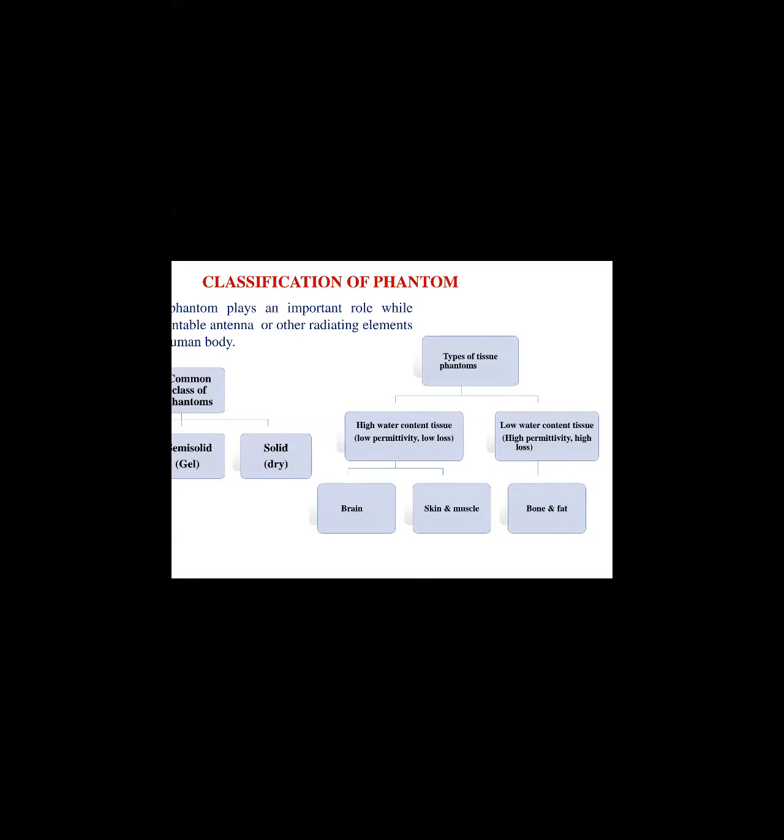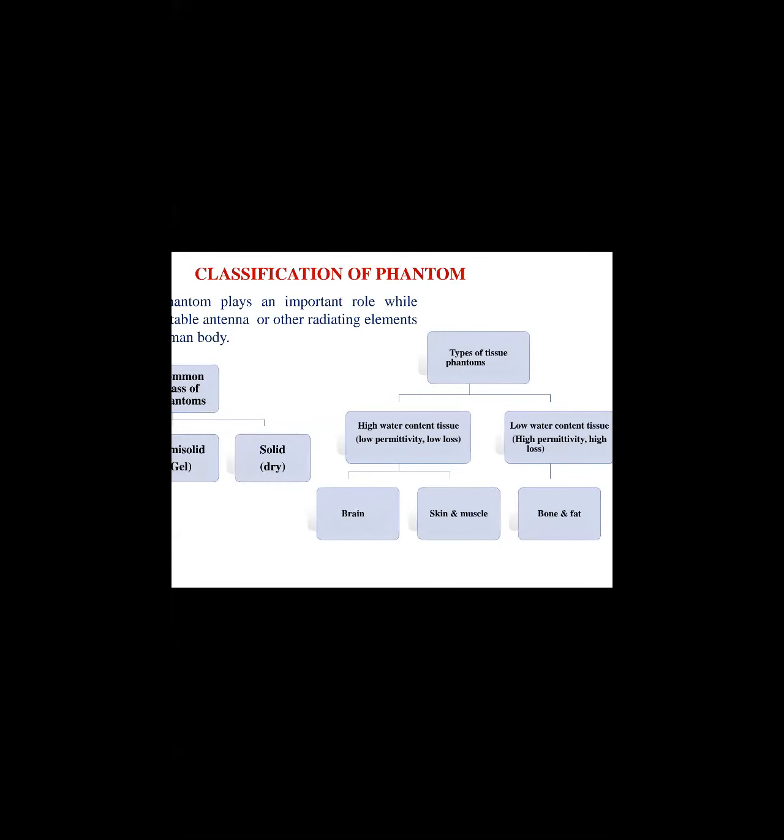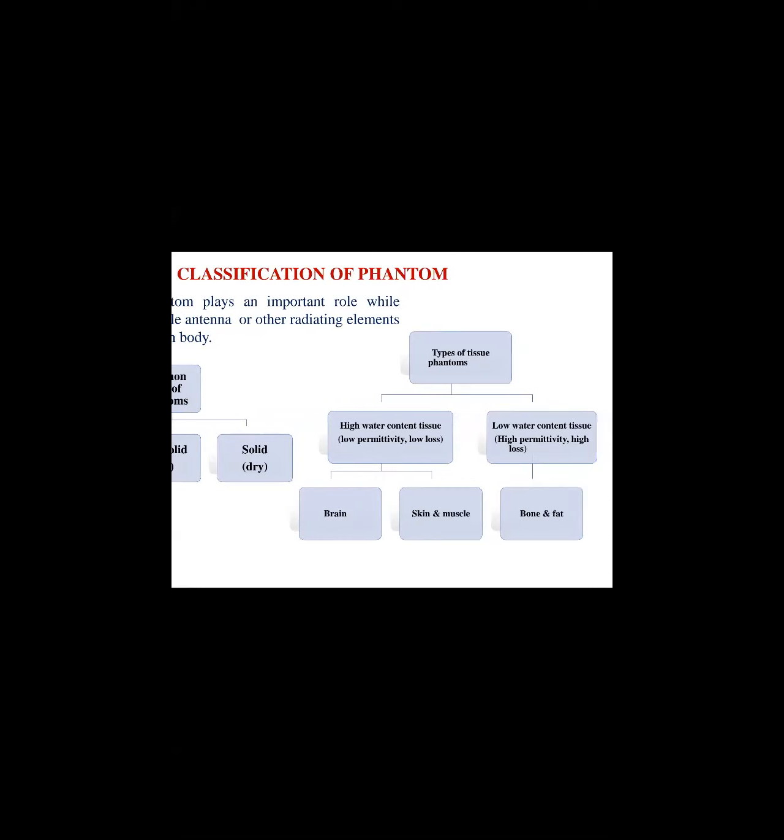High water content tissues have low permittivity and low losses. Examples are brain, skin, and muscles. These three come under the category of high water content tissues. Low water content tissues have higher permittivity and high losses, for example bone and fat. These are the major categories of tissue phantoms available in the CST software.